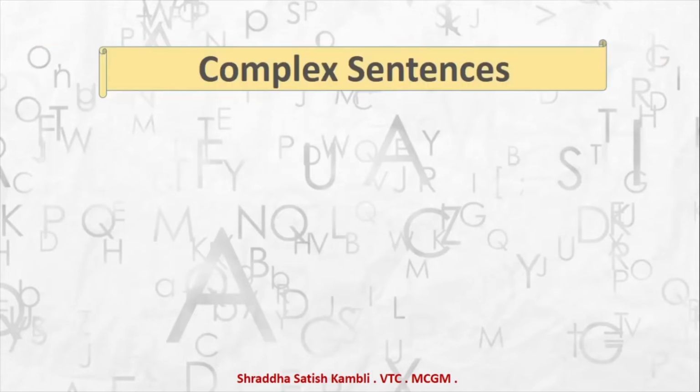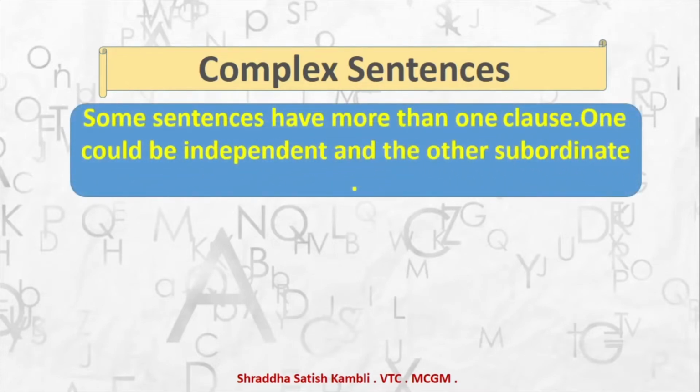Now we move on to the third kind of sentence, complex sentences. What is the meaning of a complex sentence? Some sentences have more than one clause. Now remember, in compound sentences we also had more than one clause, but all the clauses there were independent clauses. They were the main clauses. They had independent meaning of their own. But here, in a complex sentence, one part of the sentence could be an independent clause and the other will be a subordinate clause.